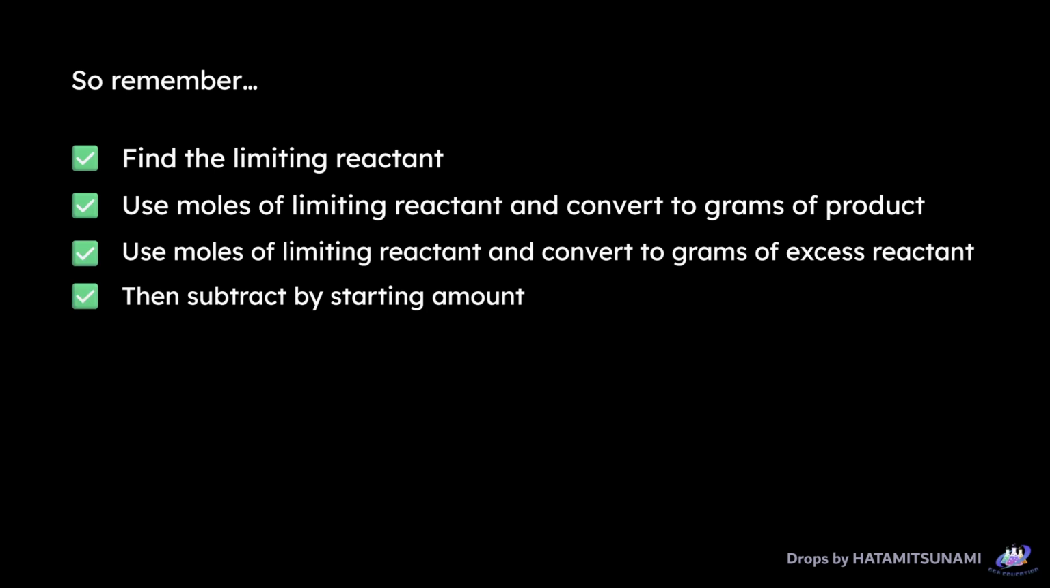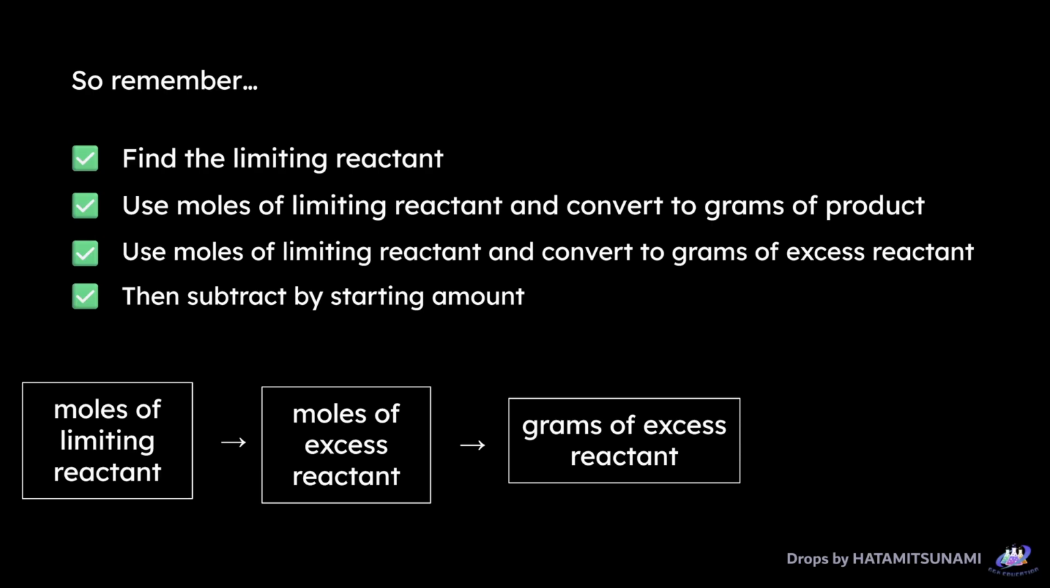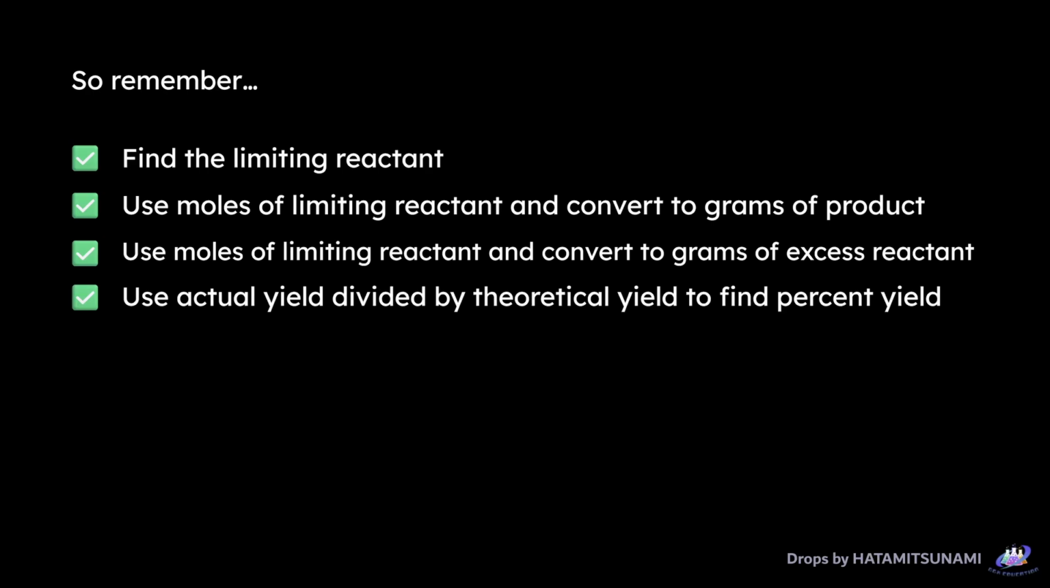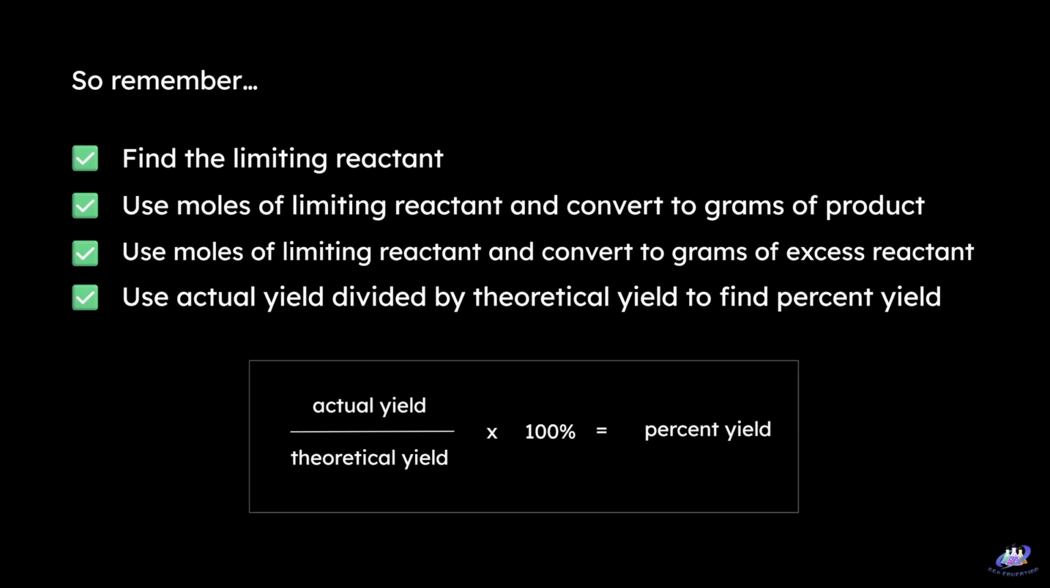We can also use a similar approach to find how much excess reactant is left over. Use the moles of our limiting reactant and convert it to grams of excess reactant. But remember, that tells us how much was used in the reaction. We then have to subtract it from the starting amount to find out how much is left over. And then lastly, to find the percent yield, we take the actual yield and divide it by the theoretical yield.